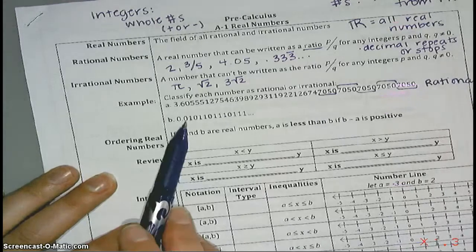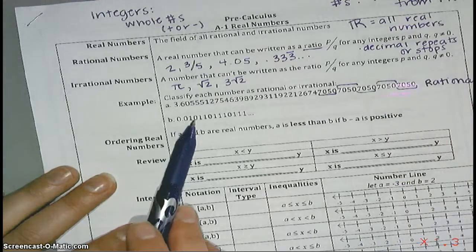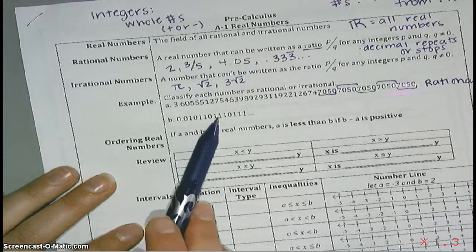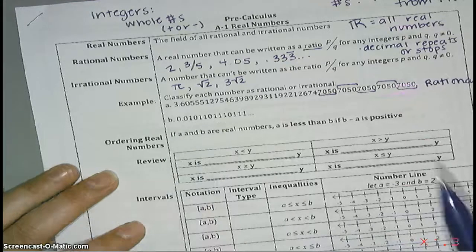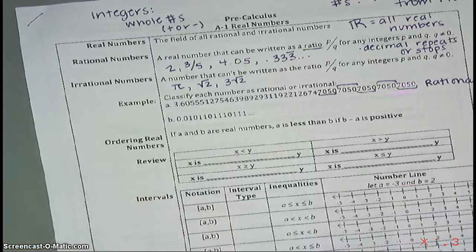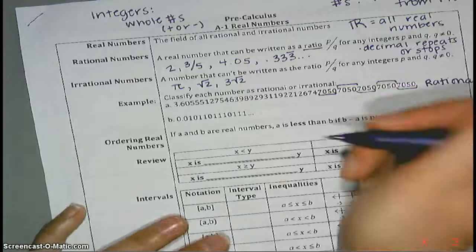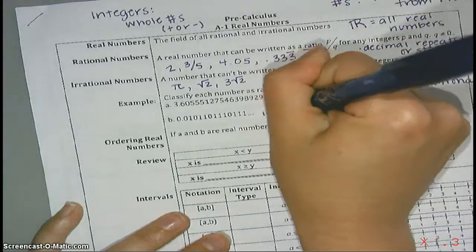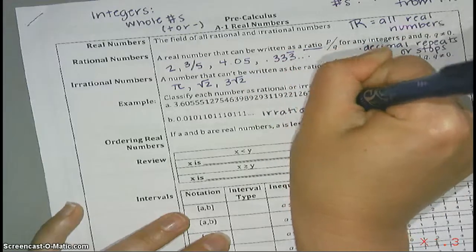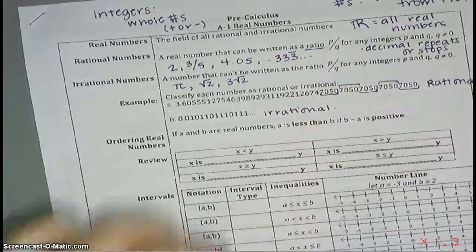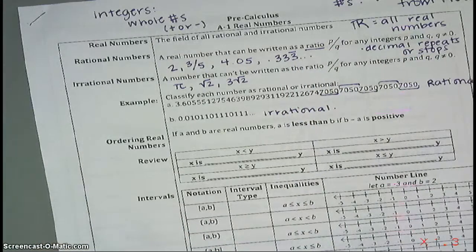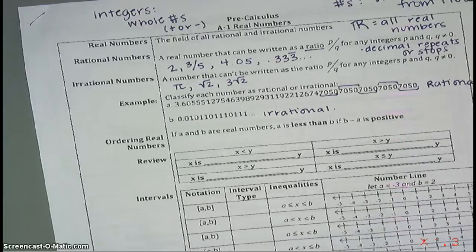The next one, if you look at this, is 0.01011, 0111. Although this has a pattern, it's not really repeating at all. It's going to be considered irrational. So here we go. That takes care of those definitions in that little first part of A1.